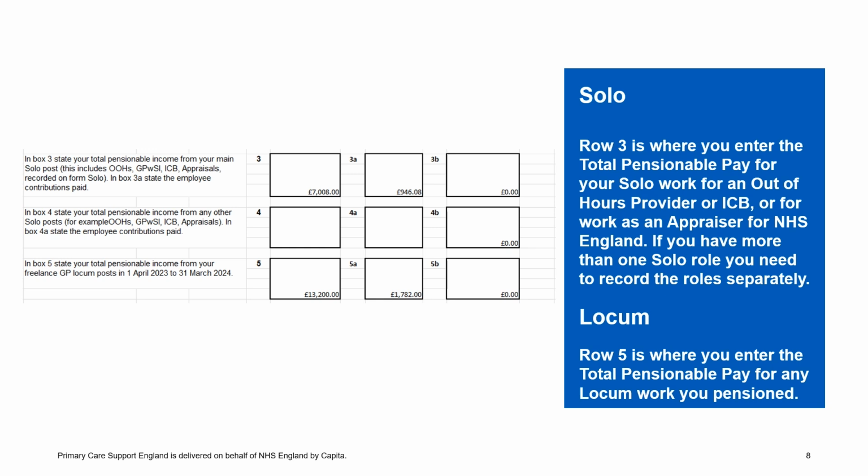Now the figure from your month 12 payslip or your annual solo form for employee contributions for the year should match what you can see on PCSE Online on your employee contribution statement. If you had more than one solo role, so perhaps you worked for an out of hours provider and you were also a GP appraiser, then you would complete the additional solo row 4. So both employments need to be declared separately.